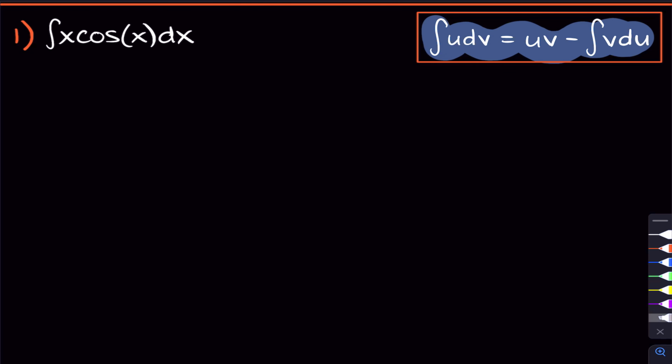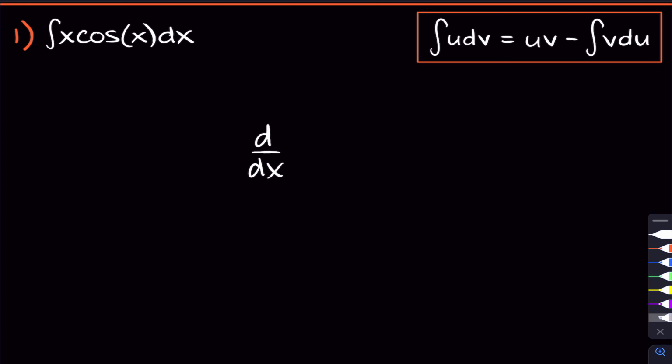Now this is the formula for integration by parts, and integration by parts is essentially the reverse of product rule. With product rule, we were taking a derivative of two things that were being multiplied together. And what we would get there is u prime v plus v prime u. With integration by parts, we're doing the opposite. Instead of taking the derivative of two things that are being multiplied together, we're going to be taking the integral of two things that are being multiplied together.